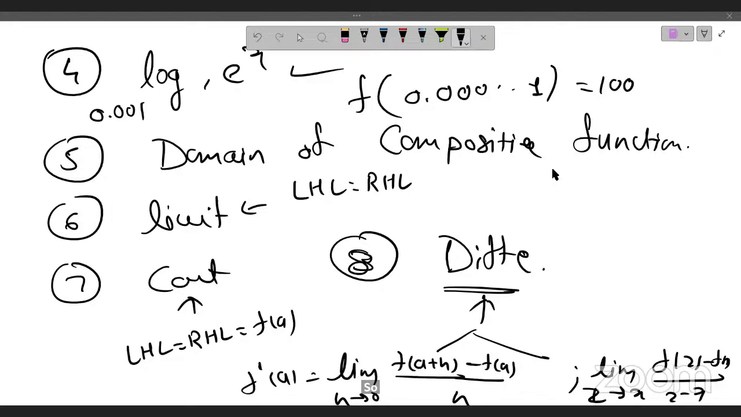Limit exists at x equals 0 is not correct. Limit exists at x equals 1 is also not correct, because from the right hand side you are approaching something else, and from the left hand side you are approaching 100, right? Ma'am, that limit exists at 0 will be false. Yeah, it is false, because the LHL we are getting is 0 and the right limit we are getting is 100.